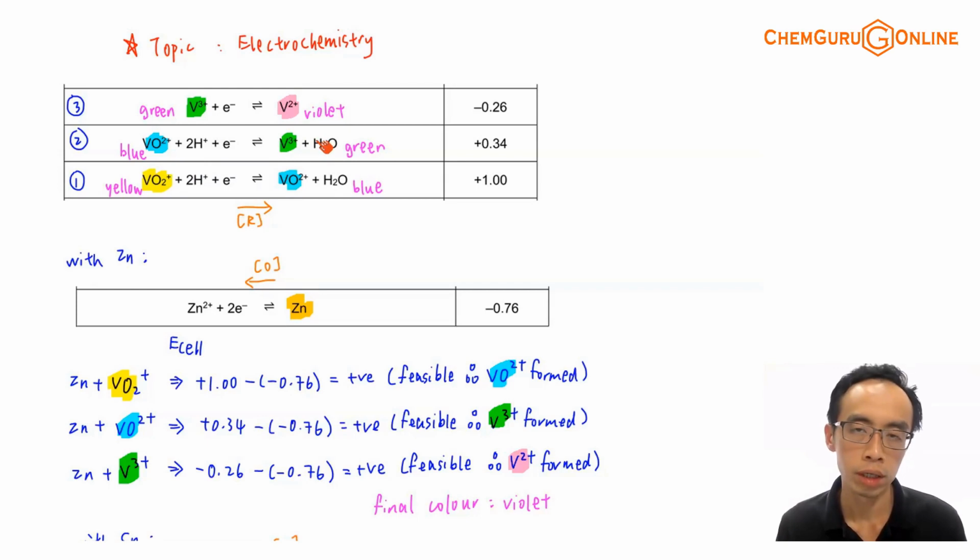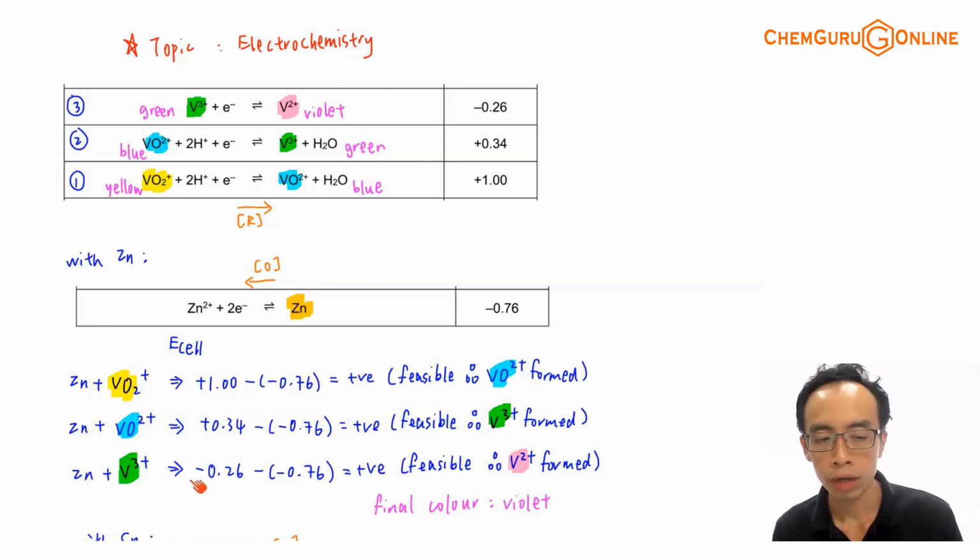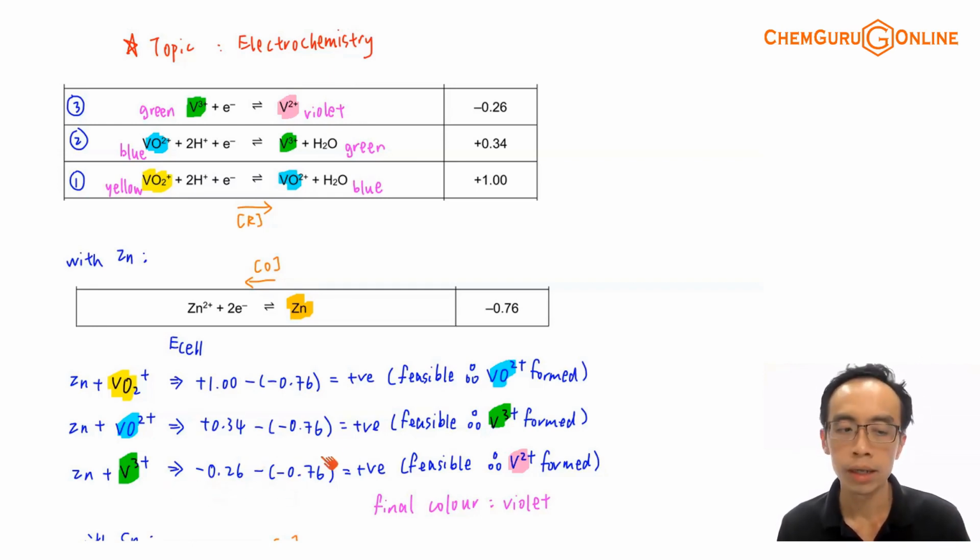What I'll do next is consider the feasibility of the reaction between zinc and the blue species. So it's another calculation, very simple. Reduction of the blue species, plus 0.34 volt, minus the oxidation of zinc, another positive E cell, another feasible reaction. So the blue species can be reduced to the green guy, forming V3+. Then we have to consider whether V3+ can be reduced even further to the violet species. Another E cell calculation: reduction of V3+, minus 0.26 volt, minus oxidation of zinc, minus 0.76. I have another positive E cell, reaction again feasible, and therefore this guy can reduce your vanadium all the way to V2+ to form your violet color.